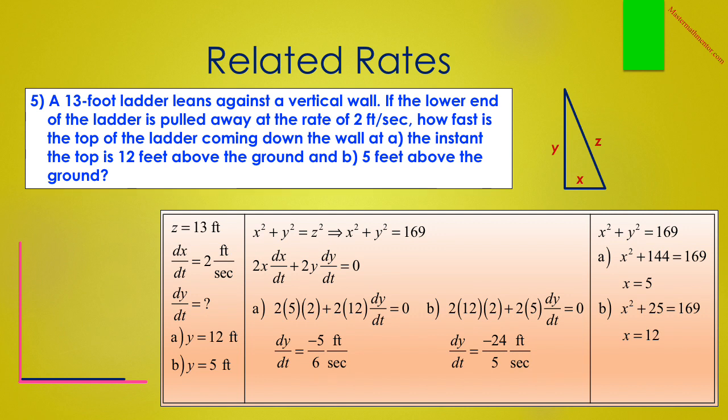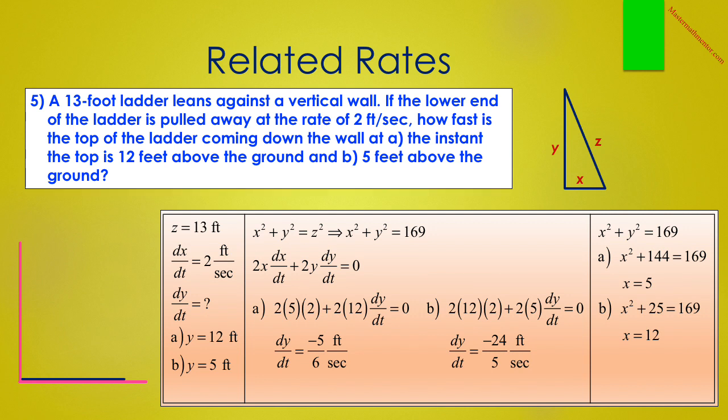And when y is 12, x turns out to be 5. So we now know everything but dy/dt. So plugging in to our equation, we get 2 times 5 times 2 plus 2 times 12 dy/dt is equal to 0, and therefore dy/dt is equal to negative 5/6 feet per second.